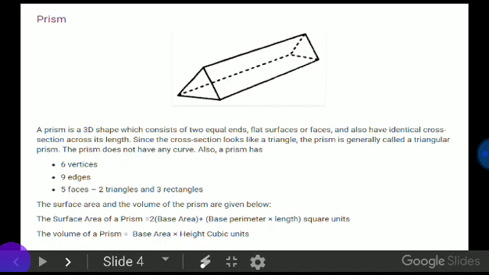The prism does not have any curve. Also a prism has 6 vertices, 9 edges, 5 faces, in which 2 are triangles and 3 are rectangles. How can we find the volume of prism? For that we need to multiply its 3 dimensions. First of all we can find the area of its base, which includes two dimensions, into height. That means we are again just finding the product of its 3 dimensions.